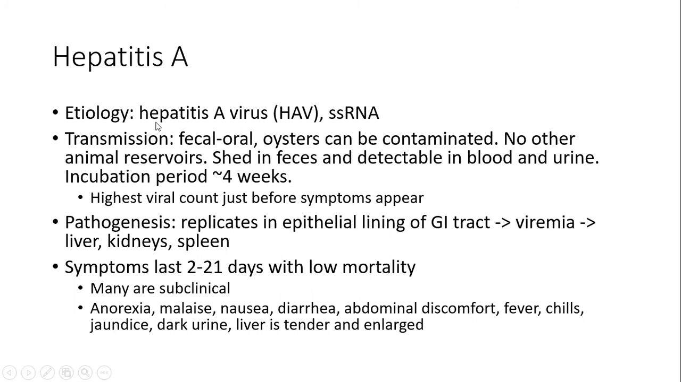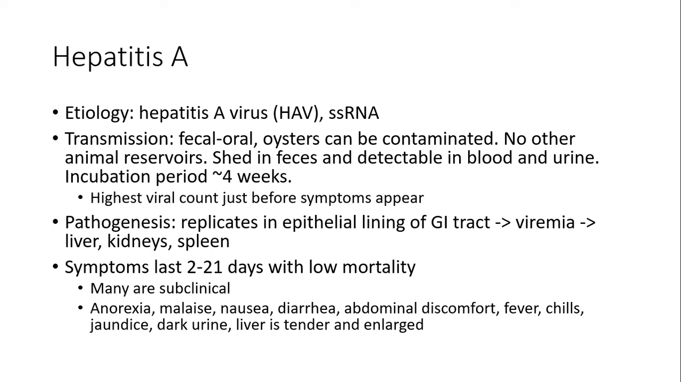So hepatitis A is caused by the hepatitis A virus, which is a single-stranded RNA virus. You'll notice this is going to change throughout. Its transmission is fecal-oral, and oysters can be contaminated, so that's a significant vehicle. There are no other animal reservoirs. It tends to be shed in the feces and is detectable in blood and urine. Its incubation time is about 4 weeks. The highest viral count observed in the bloodstream, though, is going to be just before symptoms appear. So it can sometimes make it hard to diagnose if those serum titers are not very high when you're actually exhibiting symptoms.